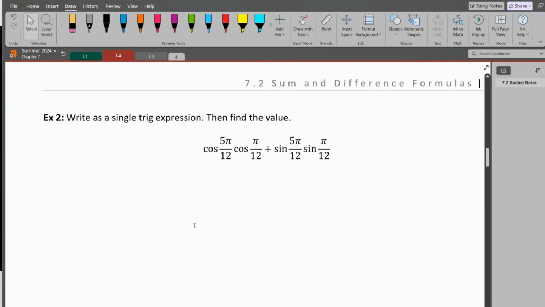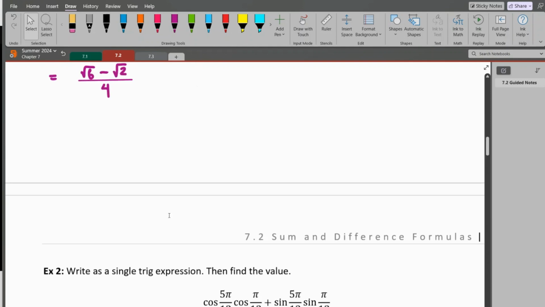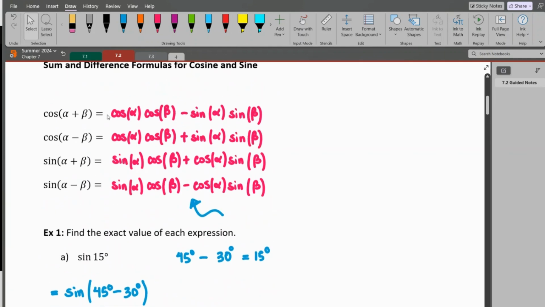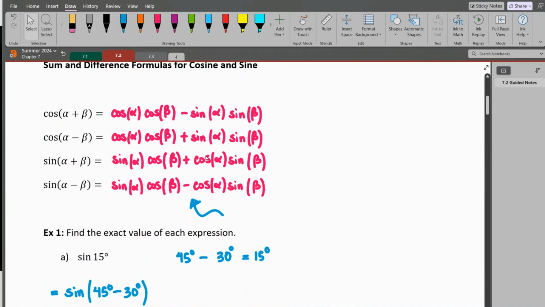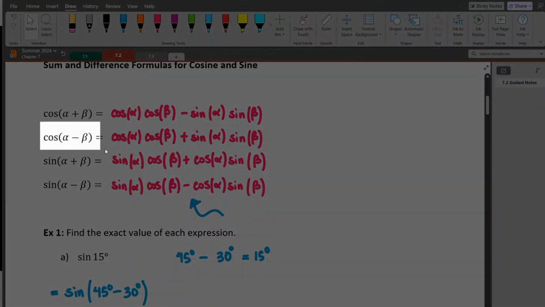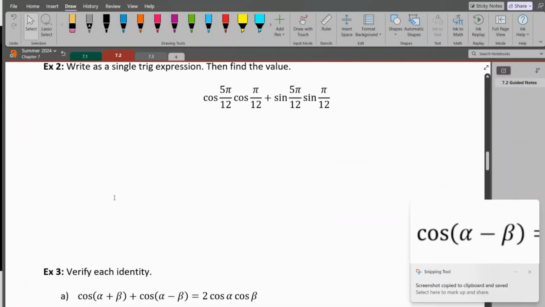All right, so this one's going the other direction. Now we have things being plugged into our cosine and sine that we can evaluate still. But what I want us to do is go up top and look for something that looks like this. Again, we're going to use these in the other direction. So I'm looking for cosine, cosine, and sine, sine, and they're being added together. That sounds like the second one right here. I'm going to go ahead and highlight it, and we'll verify that it's the right one in a second.